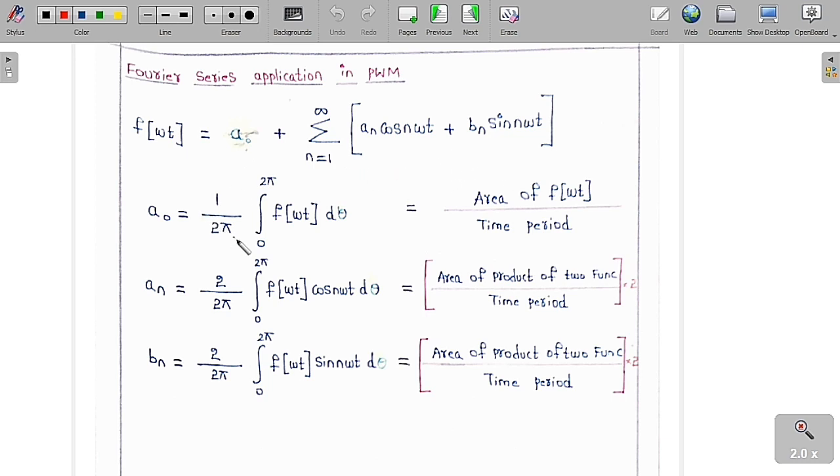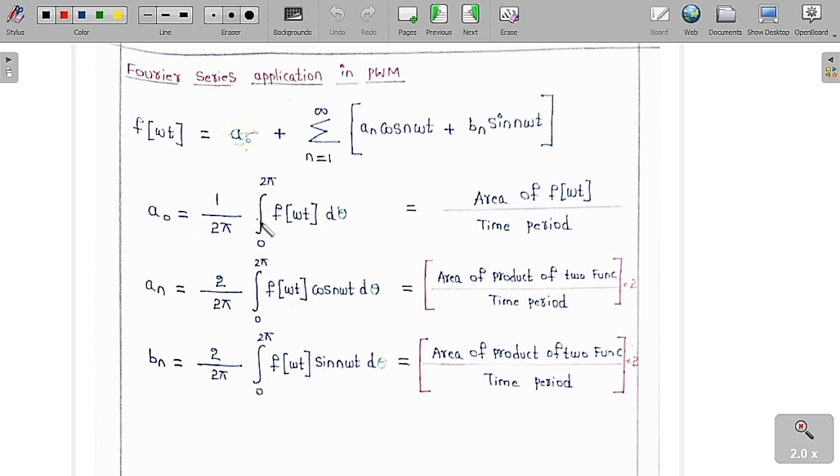So if you want to find the Fourier series coefficients, a naught is equal to 1 by 2 pi integration of 0 to 2 pi f of theta d theta, whereas a n is equal to 2 by 2 pi integration of 0 to 2 pi f of theta cos n theta d theta. Similarly, b n is equal to 2 by 2 pi integration of 0 to 2 pi f of theta sin n theta d theta.